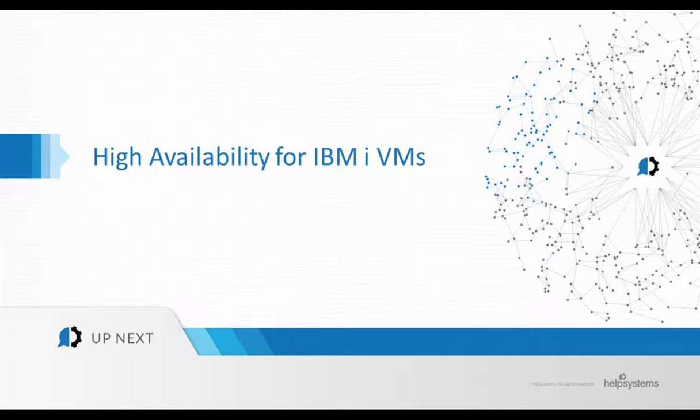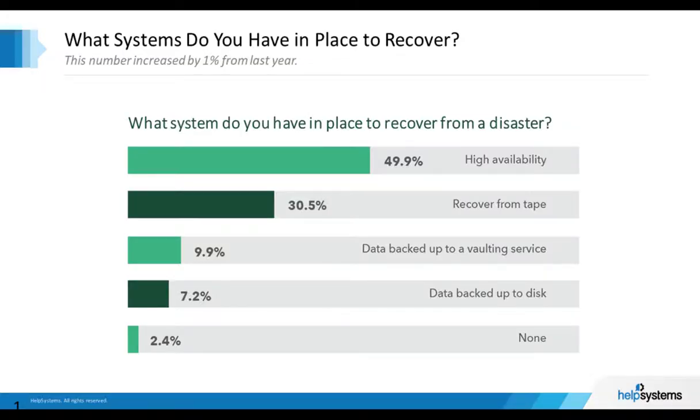Let's talk about high availability. It's another area where, really, backups and high availability are not handled by the IBM Power VC. We still need to make sure that we have proper things in place. Go back to our marketplace survey again: what systems do you have in place for recovery from a disaster?